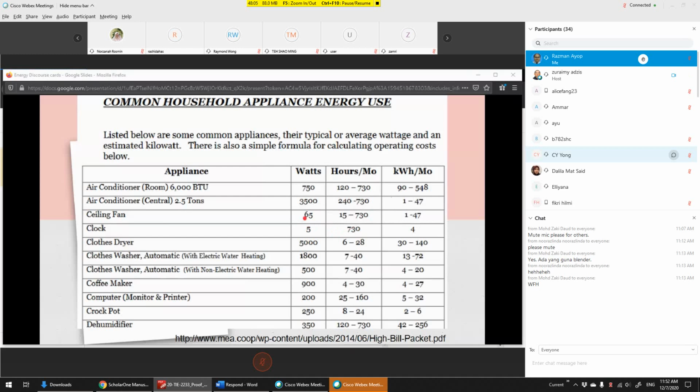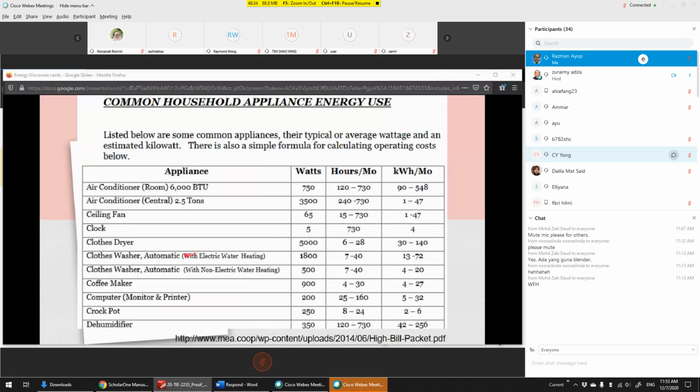Ceiling fan, 65 watts. Okay, usage maybe 1 or 2 hours a day, or maybe you don't stop it at all. Clock, electric clock, 5 watts. You use it for 730 hours per month. Why? Because you don't turn it off at all. Well, it's only 4 kilowatt hours, right? Because 5 times around 800 hours, around 4,000 watt hours, 4 kilowatt hours.